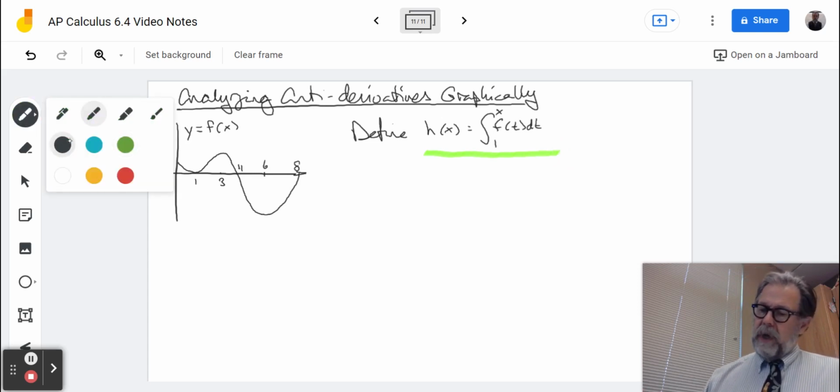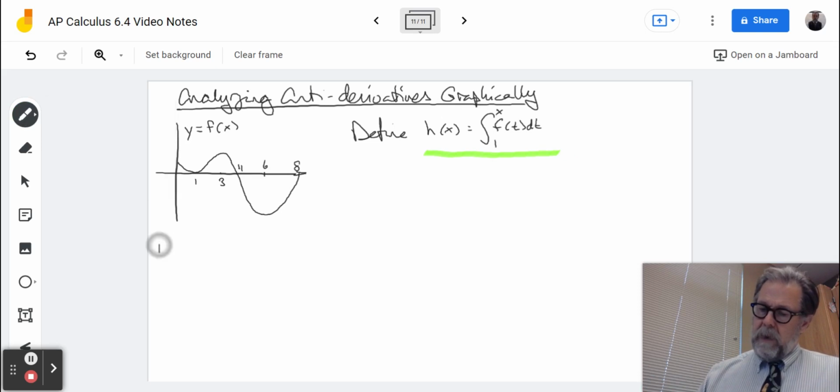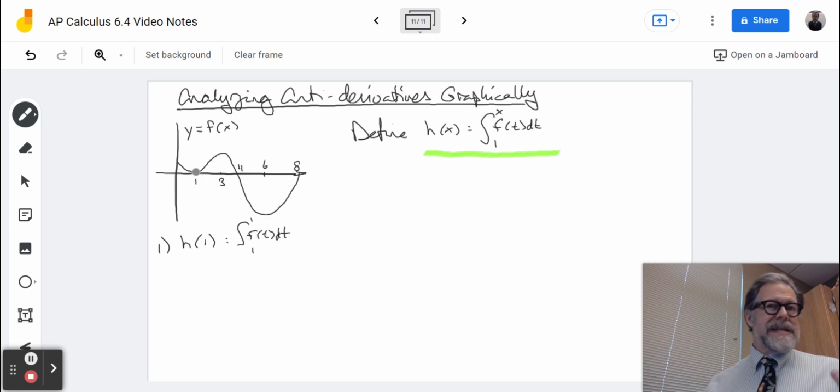So we'll start with a couple quick questions. First of all, what is h of 1? Well, h of 1 is the integral from 1 to 1 of f of t dt. And of course, that means I don't have any area at all. So this is equal to 0.